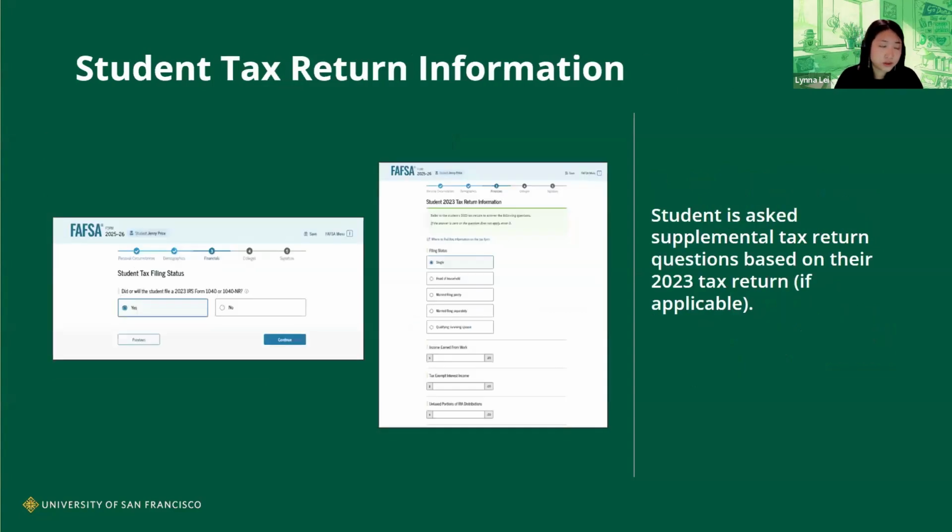And then you'll get to the financial section. You'll be asked whether you filed for taxes in 2023. If so, then they will transfer data from the IRS. And hopefully, the majority of the data will be transferred over, and any additional supplemental tax return questions will be asked, and you can enter them manually. For students that did not file taxes, they will be answering the questions manually.